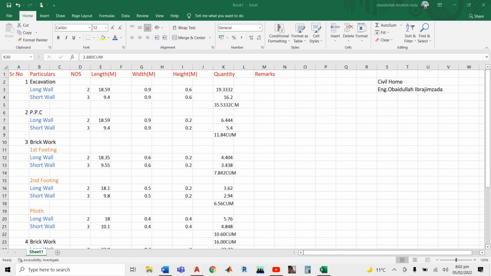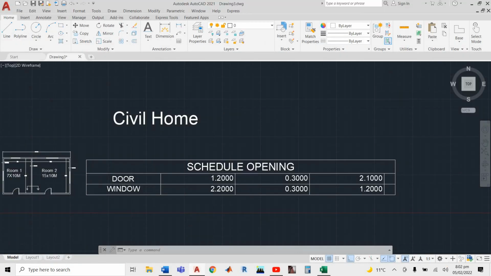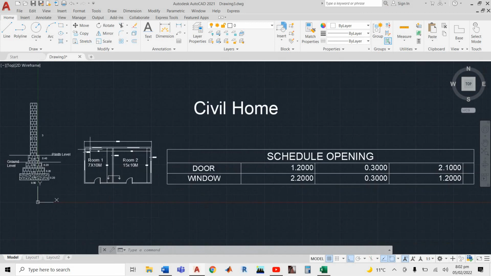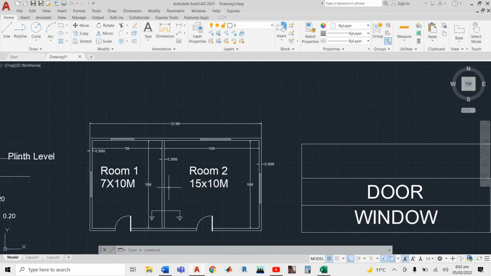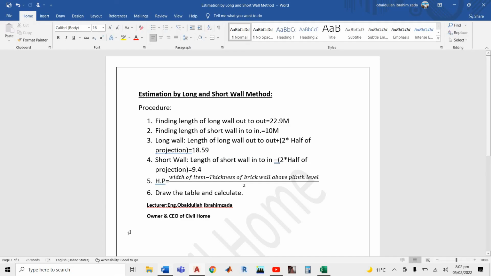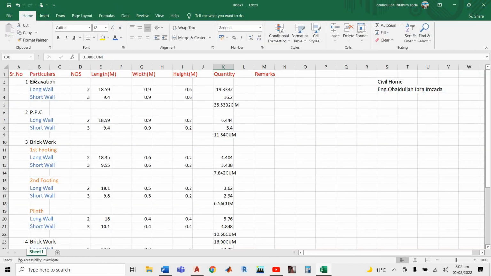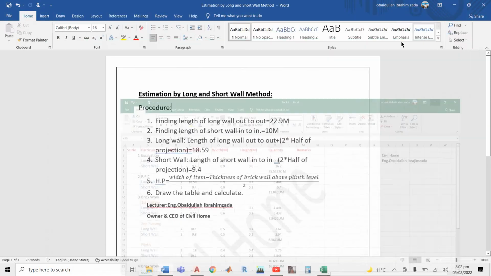So it's all about the long wall and short wall method. The first thing, you have to find the length of your long wall and short wall. Then we have a formula: long wall, length of long wall out plus 2 of half of projection. Short wall, length of short wall in minus 2 of half of projection. That's a half of projection: width of the item minus thickness of brick wall above the plane level divided by 2, and draw table and calculate table. Serial number, particulars, number of site, length, weight, height, quantity, and remarks. It's all about the calculation.